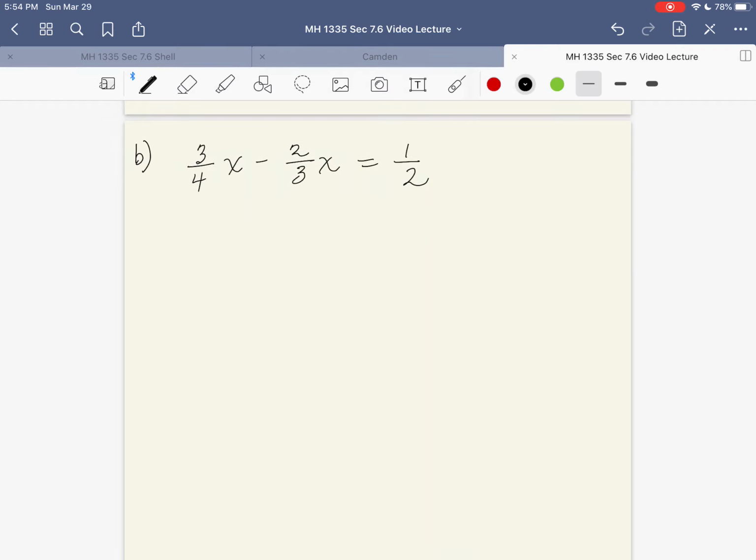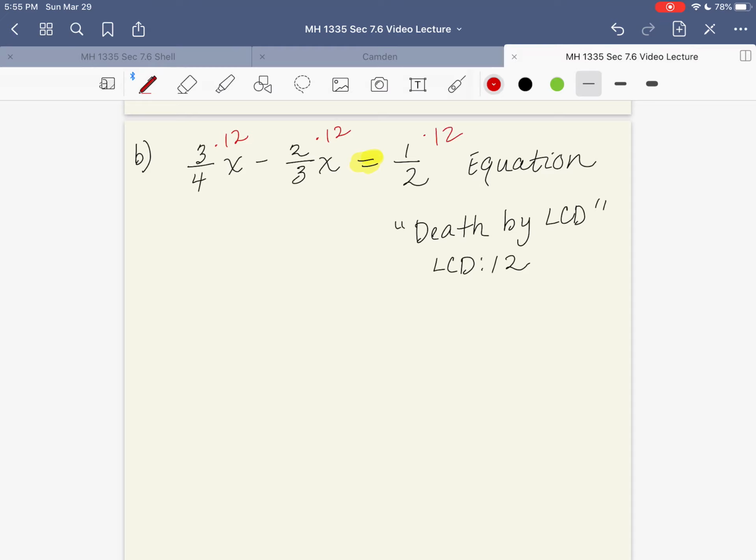Part B has an equal sign, so we know that this is an equation. To solve an equation with fractions, I believe we've talked about this before. We do death by LCD, where you kill the fractions by multiplying every single term by the LCD. The LCD for 4, 3, and 2 is 12. So I'm going to go through and multiply each term by 12, and then simplify.